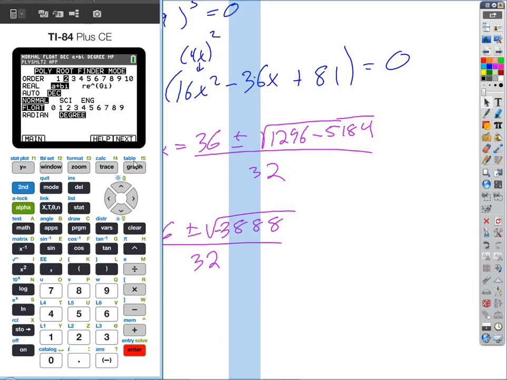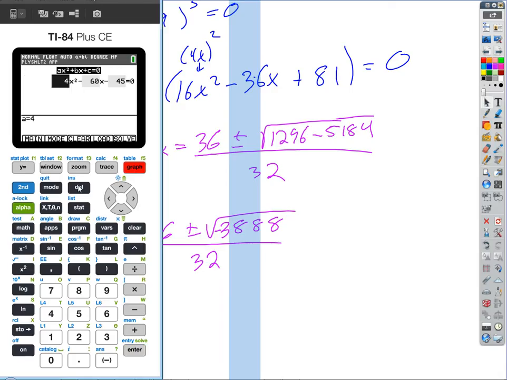Let's do that. Do you want to offload? I'm going to put it on auto so it'll give us a fraction if it can. Yeah, you want it on float. Float's fine. Okay, and so our first coefficient is 16. Second, then we go minus 36x, plus 81. And let's solve.